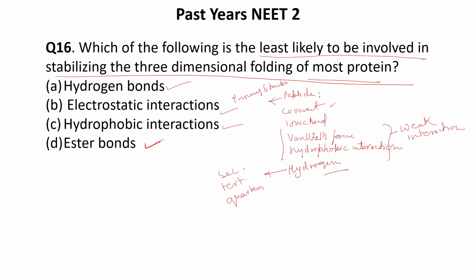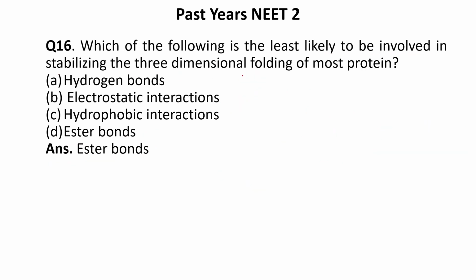So these are the different types of bonds involved in the formation of protein structure. No ester bond is present in the formation of any type of conformation of the protein, that is primary, secondary, tertiary, or quaternary structure. So ester bond is not involved in stabilizing the three-dimensional folding of the protein. So the correct answer is ester bond.